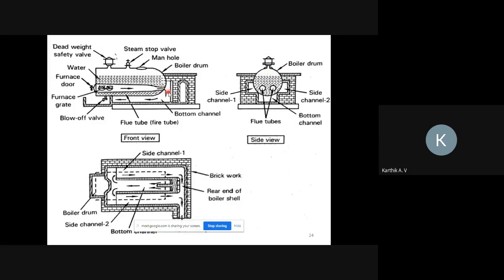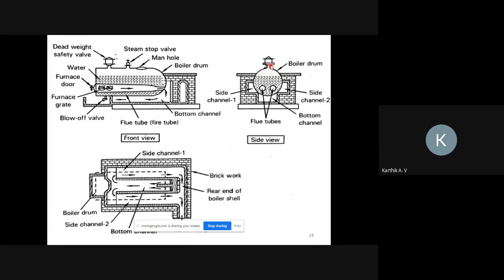Then that heat will be moving in a downward direction. So the bottom level of water in the drum gets heated. Then the same heat will be passing to the two side channels. You can observe in the top view of the boiler structure. Then it is passing to the side channel, so the side portion of the boiler gets heated. So all around the boiler drum water gets heated, then slowly converts into vapor form. That vapor will be collected at the top of the drum.